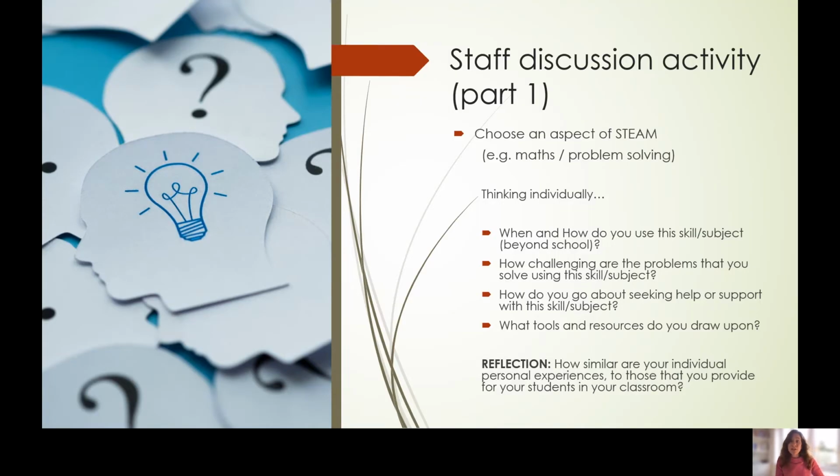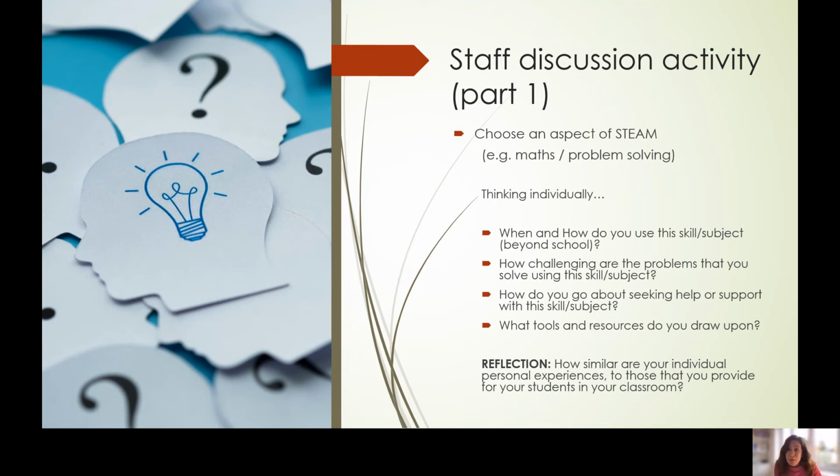So here is a practical way you can embrace this. Choose an aspect of STEAM, whether it's one of the subject areas or one of the principles behind STEAM, such as problem solving. Engage staff in thinking about their lives beyond school for a moment. What are their experiences of this? And how do those experiences shape their actions?